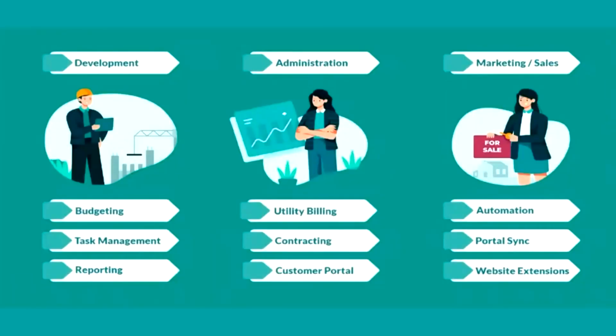Let's have a look at the three sectors that we were focusing on. In project development, of course, the most important thing is to have a look at your budgets. You have to keep your task management in time, and you have to do a lot of reporting, especially for third-party companies. For administrators, of course, there are a lot of financial things like utility billing, invoicing, and so on. Contracting, best in digital. And of course, today, renters want to have access to a customer portal to have insight into their data.